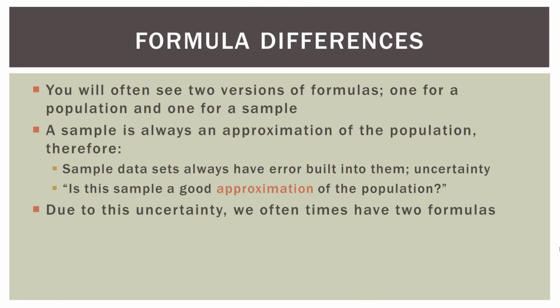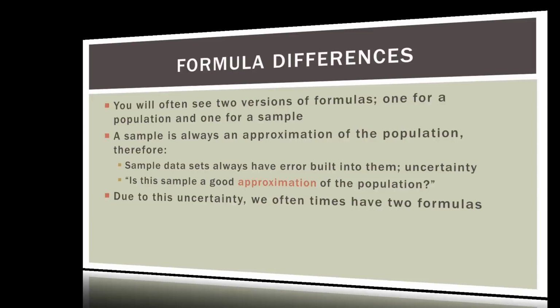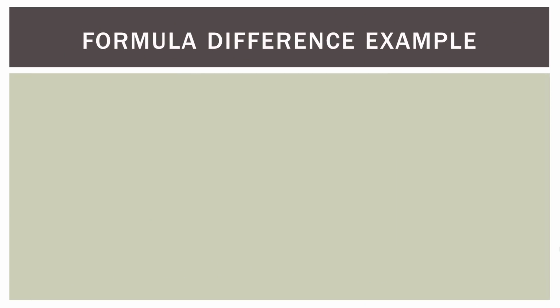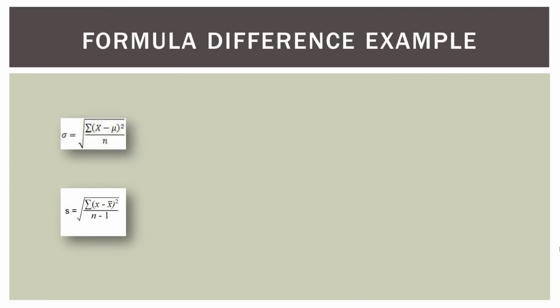Now, due to this uncertainty of the sample as compared to the population, we oftentimes have two formulas. Now, here's a formula difference example. If you're not used to the Greek letters and stuff, one, get used to them, because they're not really that difficult. And once you get the habit of it or the hang of it, they aren't that hard to understand. Let's look at the top one.